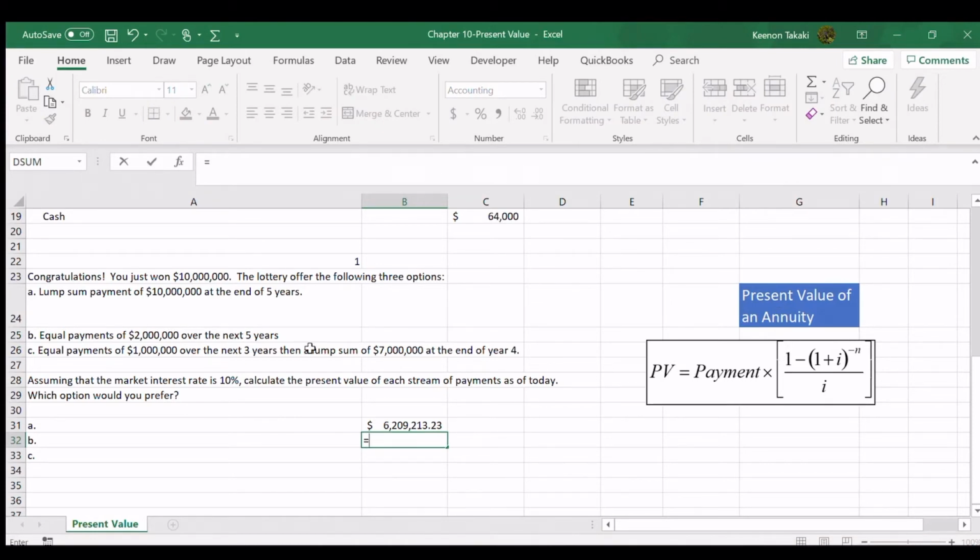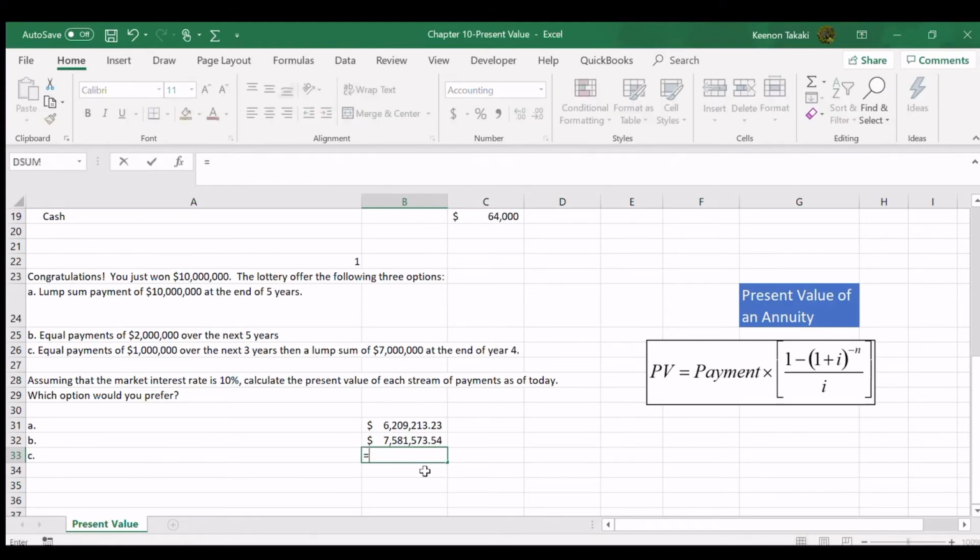For option B, it says we're going to be getting equal payments of $2 million over the next 5 years. So we're going to go ahead and use the present value of annuity, which is a little bit different. And what we're going to do is 1 minus 1 plus 0.1 to the power of negative 5. And then we're going to divide that by 0.1, the interest rate, 10%. And then we're going to multiply that by 2 million. And that gives us $7.5 million.